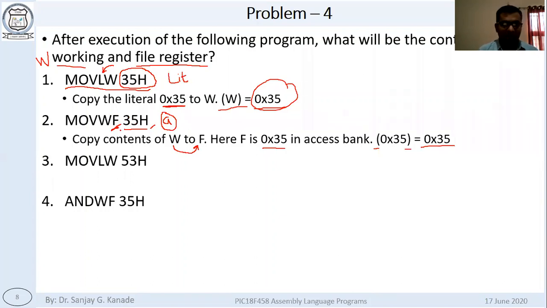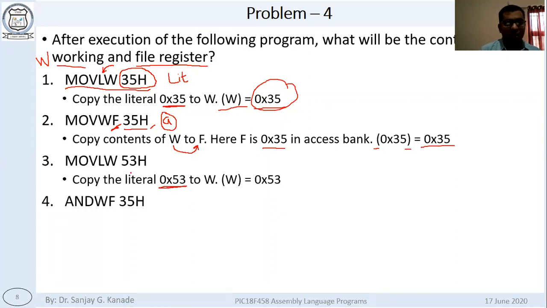Now the third instruction, MOVLW 53H. So this is the very same instruction as the first one, so it is going to perform the same operation. The difference is the value. In this case, this is a literal value, and that literal is getting copied to W. So W now becomes 53H, right? W now becomes 53H.